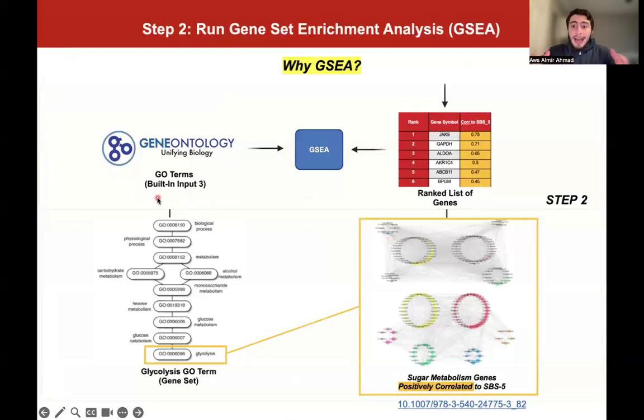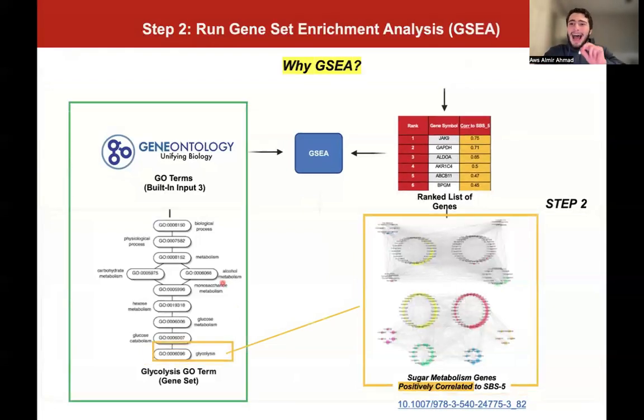Gene Ontology is a database where scientists have grouped hundreds of genes under fewer terms that we call GO terms, based on the molecular function and roles of these genes. For example, this GO term denotes glycolysis genes, and it carries hundreds of genes that are involved in glycolytic sugar metabolism. So what GSEA does, instead of analyzing thousands of genes and their corresponding correlation values individually, is group the genes under GO terms and give an overall correlation value to the group of genes.